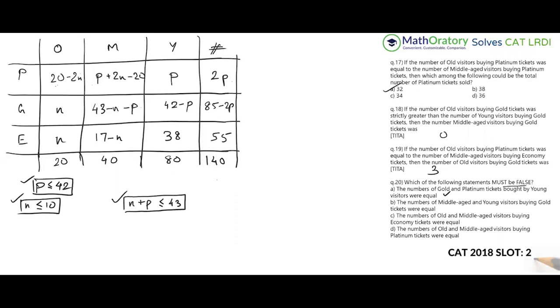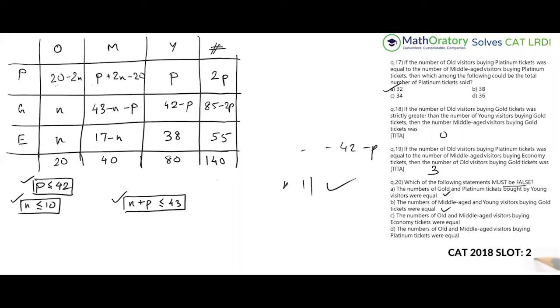B says the number of middle-aged and young visitors buying gold tickets were equal. So for gold, middle-aged and young, these should be equal, right? So again, let us equate these two. 43 minus N minus P is equal to 42 minus P. Everything cancels out and you have N is equal to 1, right? So N is equal to 1 is fine, no problem. We can have N equal to 1. So this is also okay. It is falling in this range.